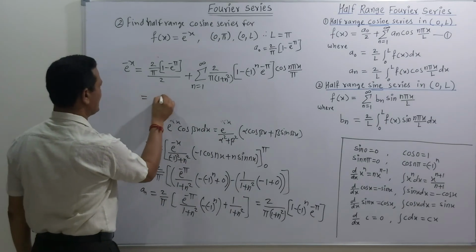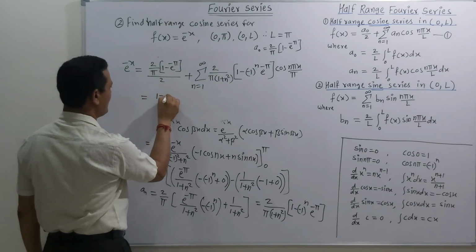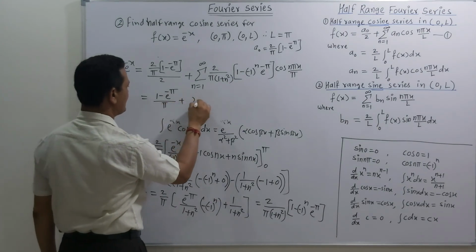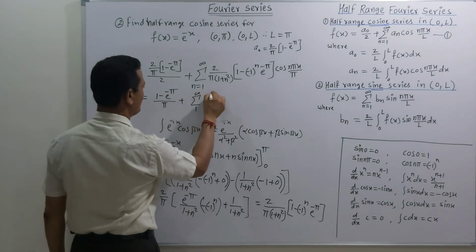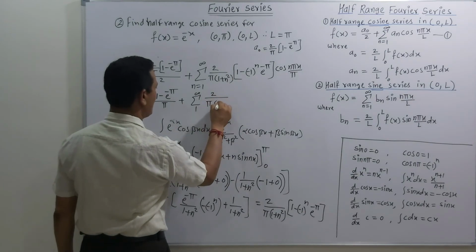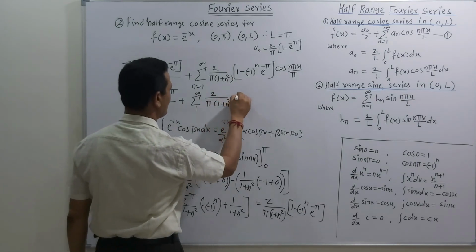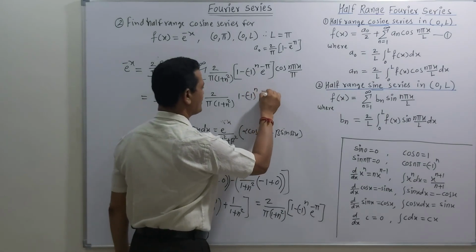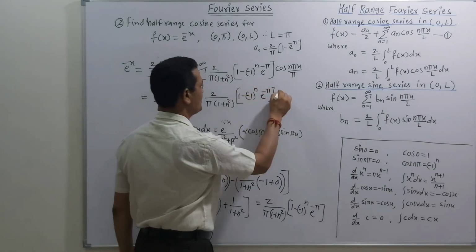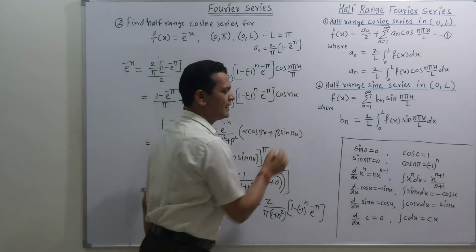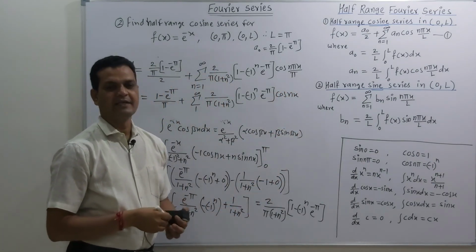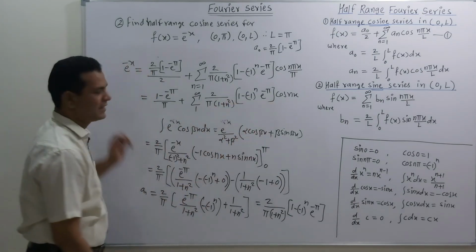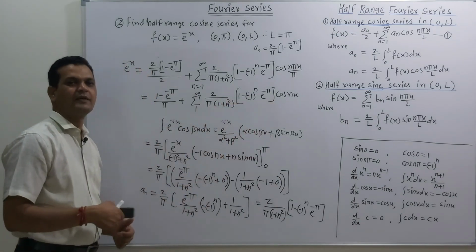So now once again, if we try to simplify this, we get 1 minus e raised to minus pi upon pi, plus summation n equal to 1 to infinity 2 upon pi into 1 plus n square, 1 minus 1 raised to n, then e raised to minus pi into cos of nx. In this way, we can easily solve the example which is based on the half range cosine series. So this is our example number 2. Let's solve the third example.